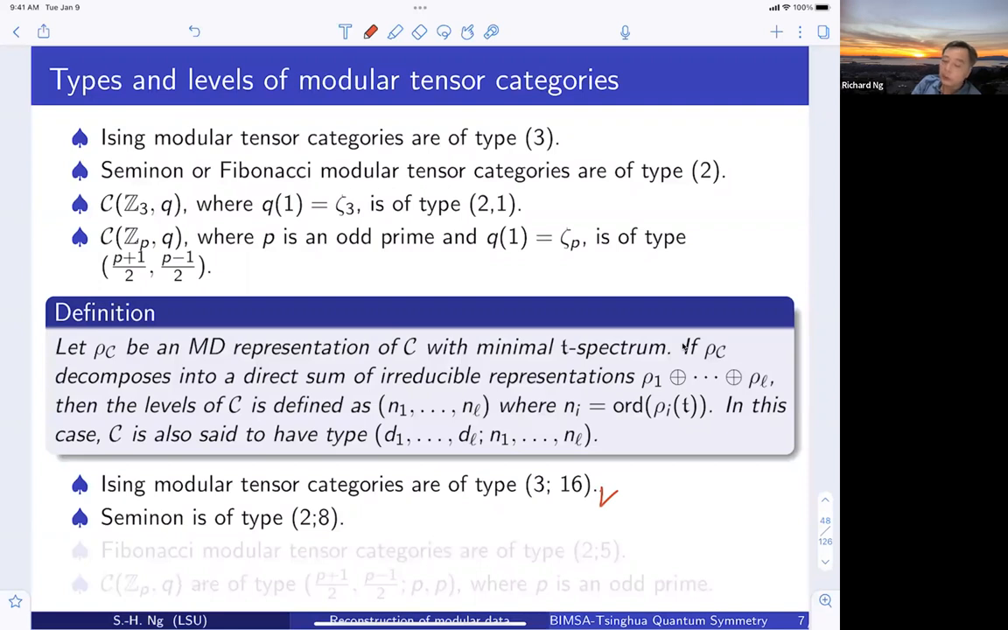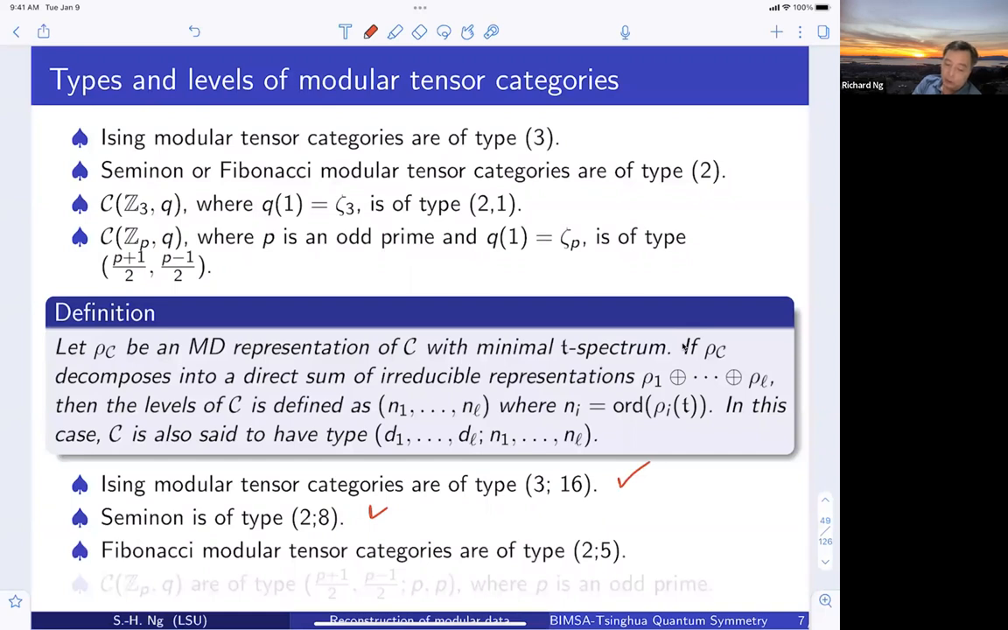To have a new spherical structure, you need an object which has dimension 1, Frobenius-Perron dimension 1. If you don't have it, there's only one that you have. So the choice of a spherical structure is not always there. Sometimes it's unique. For semion you do have a choice, and also for the Ising modular tensor category, you have two choices actually.